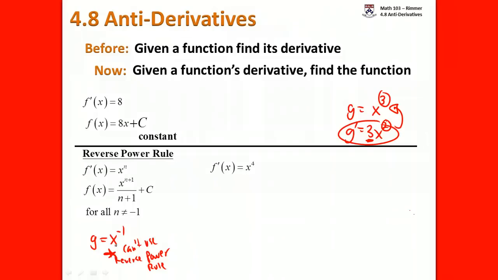All right. So if you have x to the 4th as your derivative, the function will be x to the 5th. But to balance out the 5 that you would bring down, you have to divide by 5. And always you can add a constant at the end.